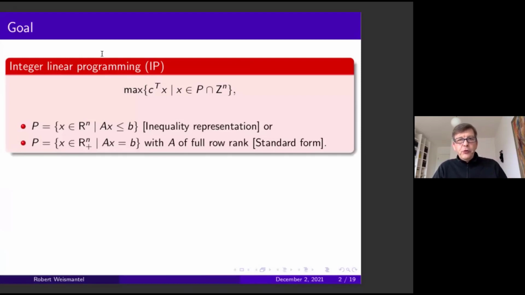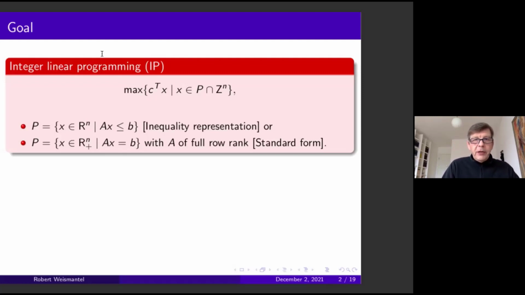I will refer to two types of polyhedral representations. On the one hand, the classic inequality representations. Here, I typically assume that A is integral and also that the right-hand side vector is integral. I will comment on this; it, in fact, makes a difference. The second type of polyhedra that we occasionally will look at is standard form representations. Here we assume x is non-negative, and we have a bunch of equations, Ax equals b, and assume that A has full row rank. I guess this is all known.